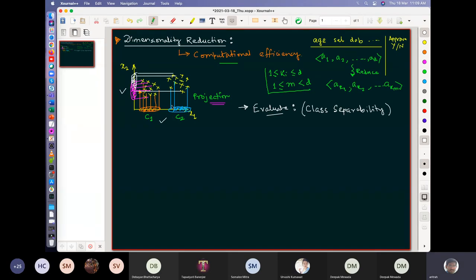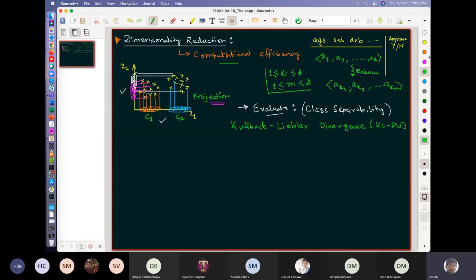So first of all, whatever I do and project, I need to make sure that my classes are separable. So by separability, I need to follow a certain kind of evaluation index that makes me separable. And usually people follow something called KL divergence, which was invented by the scientists Kullback and Leibler. Many of you have already heard this term, KL divergence.